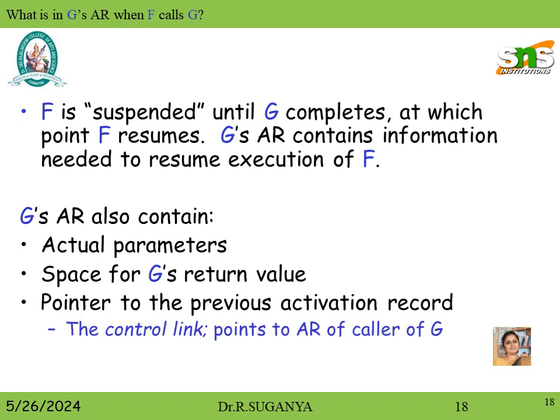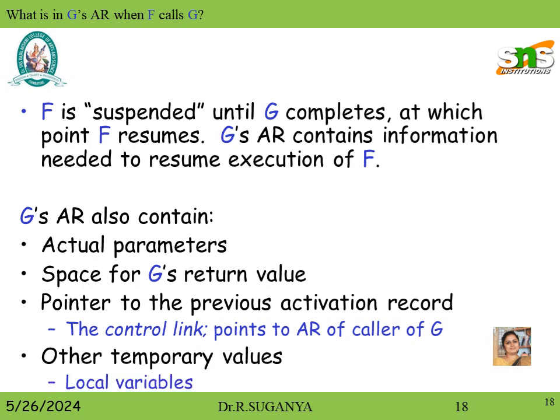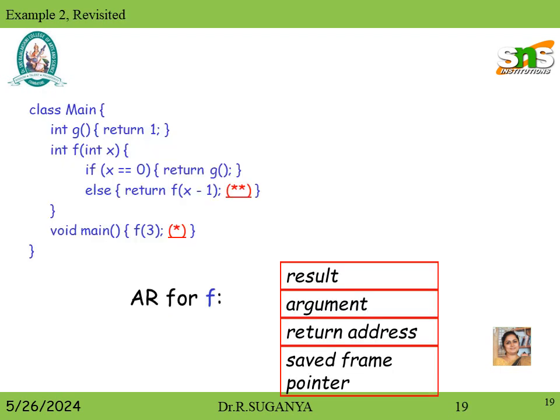It also has a pointer to the previous activation record. The control link points to the AR of the caller of G. F is suspended until G completes, at which point F resumes. G's AR contains information needed to resume execution of F. G's AR also contains the actual parameter, space for G's return value, and a pointer to the previous activation record. The control link points to the AR of the caller of G. Other temporary values, that is local variables.